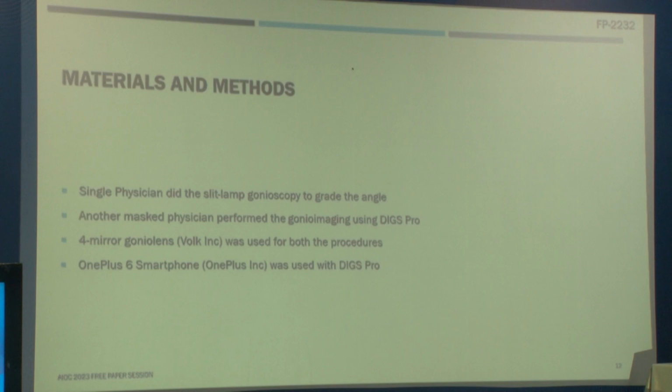It was a single physician that did the slit lamp gonioscopy to grade the angle. Another masked physician performed the gonio imaging using Dix Pro. The 4-mirror gonio lens from Vogue was used for all the procedures, and an OnePlus 6 smartphone was standardized across all the imaging.